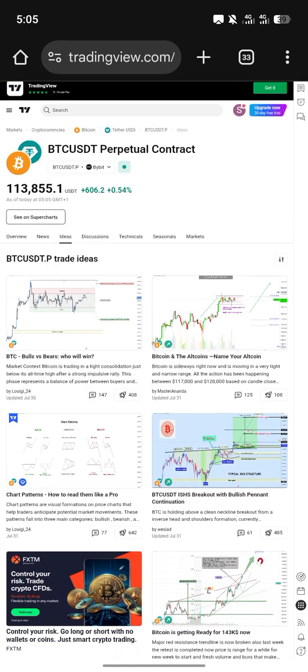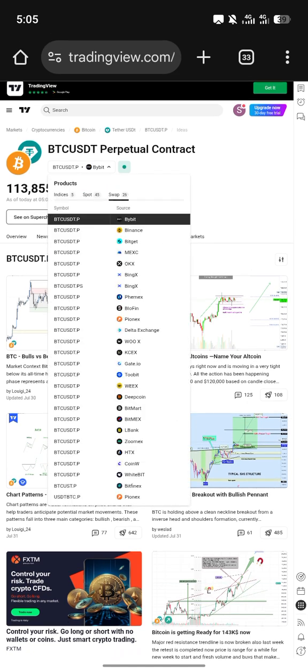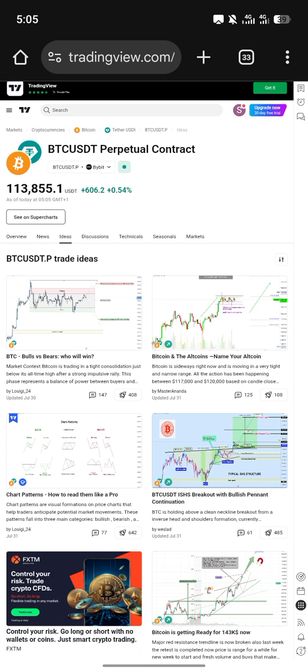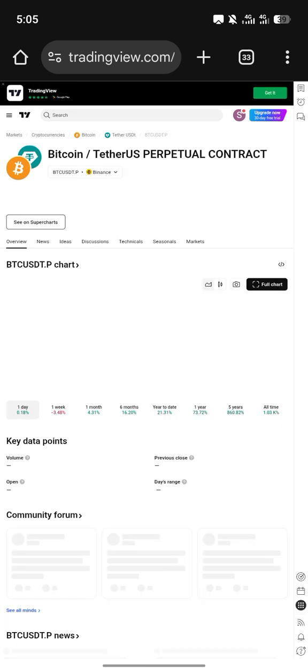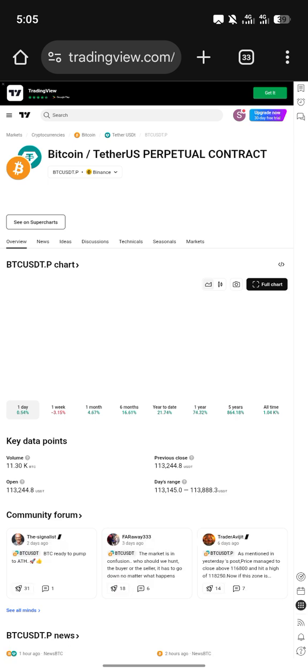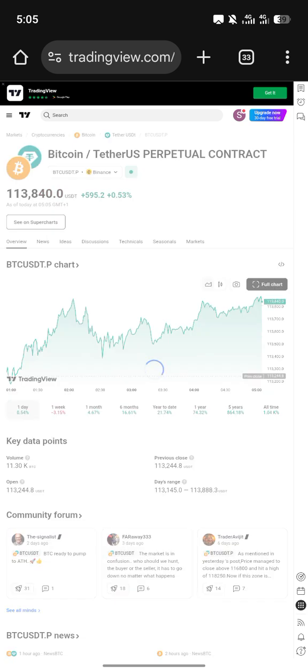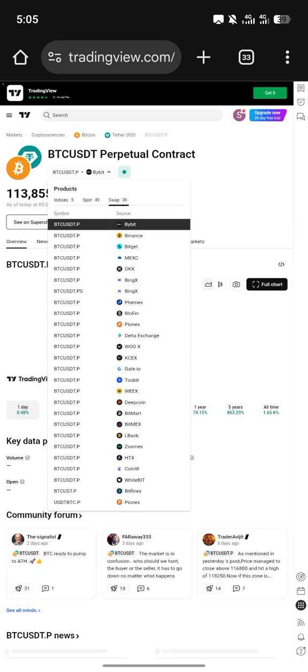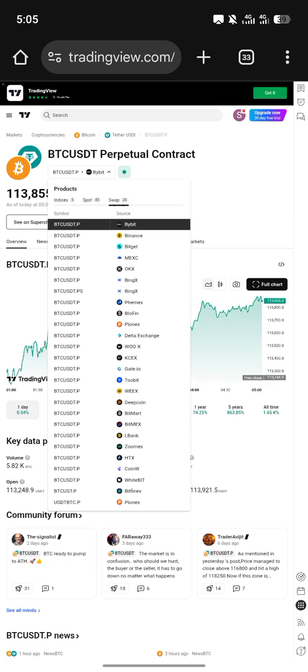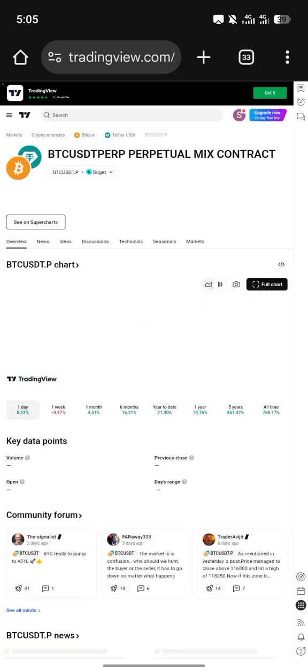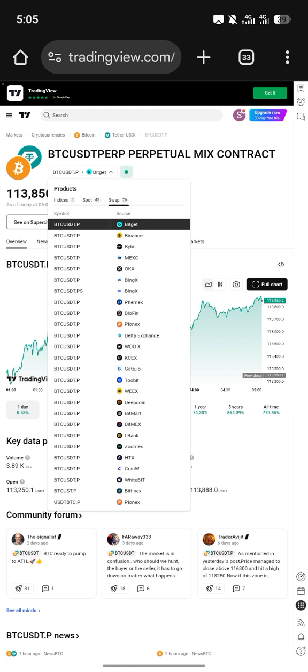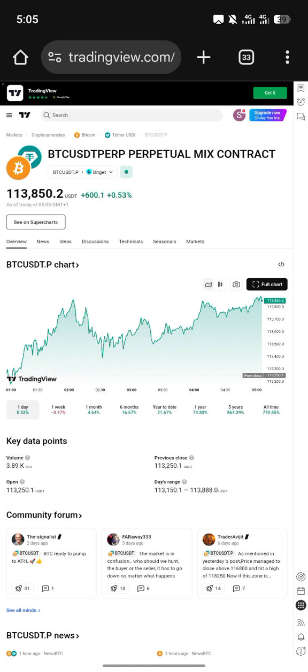If I'm using Bybit to trade, I'll pick Bybit. If I'm using Binance, you click on this point to pick the trading platform you're using to trade. If it's Binance, you click on Binance, so it will bring out the chart for Binance. If you are using Bybit, you click on Bybit. If you are using BitGet, you click on BitGet. But I'm using Bybit to trade, so I'll click on Bybit.